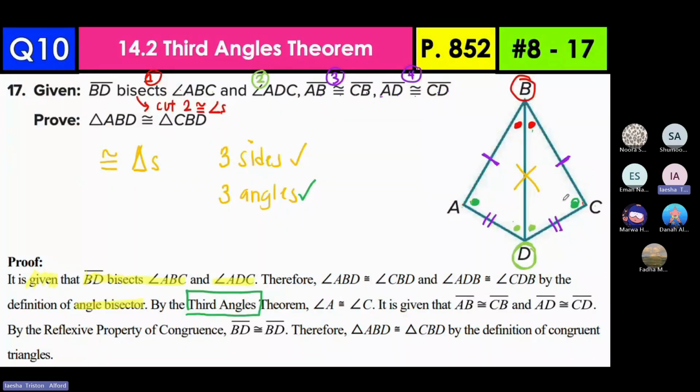How did we know angle C and angle A are congruent? Third angles theorem. It is given. This one and this one are given. And then how did we know about side BD? Because of reflexive, it's the shared side. How do we know the triangles are congruent? Definition of congruent triangles. It is all vocabulary. You're going to have to fill in the blank.